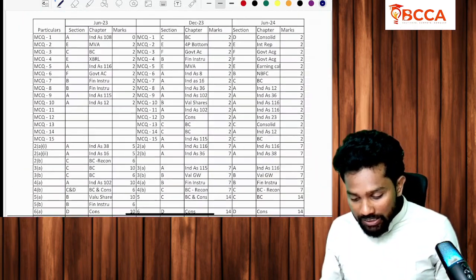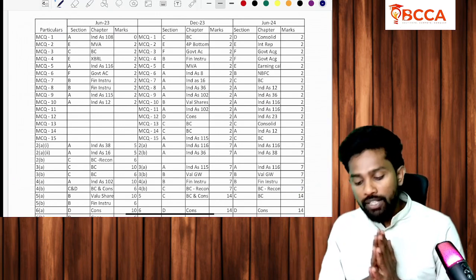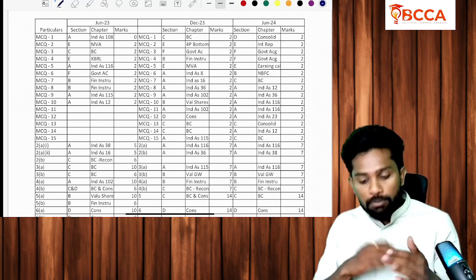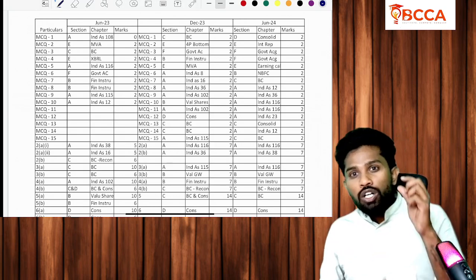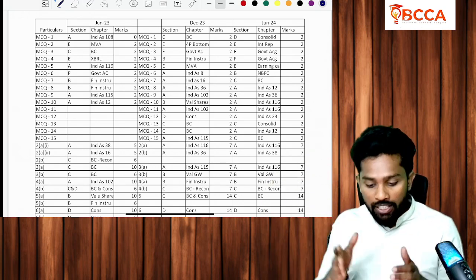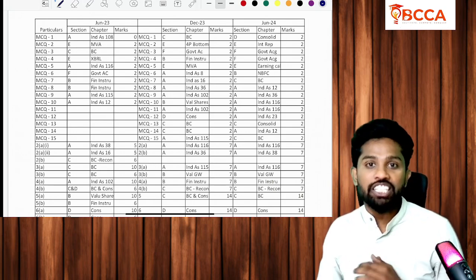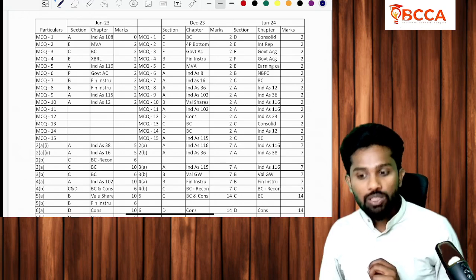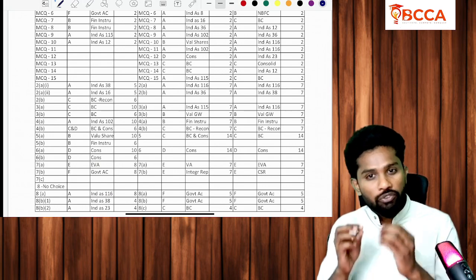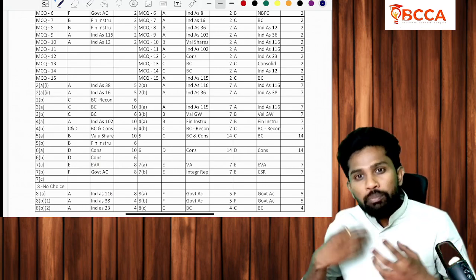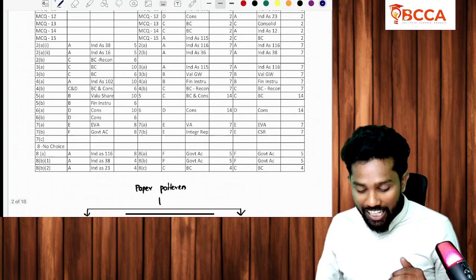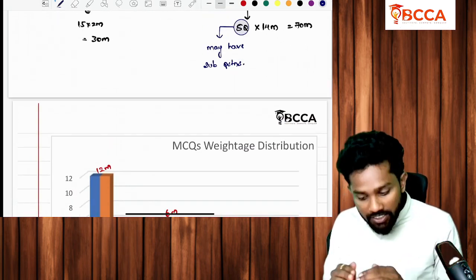If you look at this table, it is the breakdown of the past 3 CFR exam papers: how each MCQ came, from which section, what the weightage is, and which topic. Discussing this whole table would be time-taking for us. To make CFR easy for you, I'm here. To make this table easy, I prepared summarized charts as well. Let us go into that.